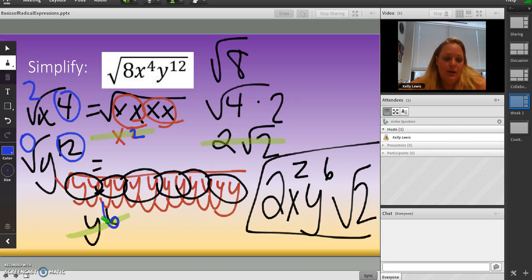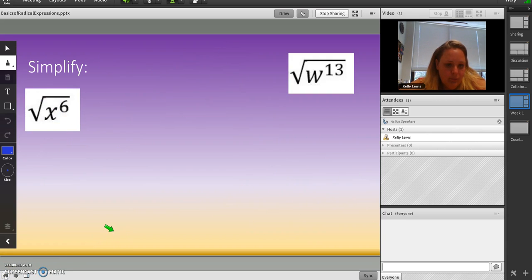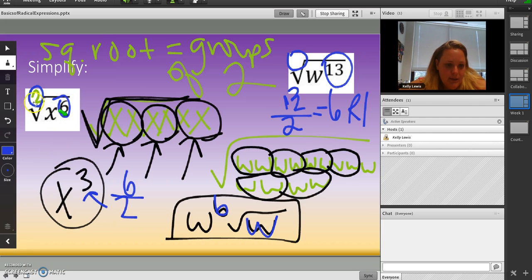Hey guys, so I just want to pick up where we left off. We had just finished noticing that when we took the exponent and divided by 2, we got our new exponent. The reason we divided by 2 is because of this number right here in front. Remember, there's an invisible 2 right there. So 4 divided by 2 is 2. 12 divided by 2 is 6. 6 divided by 2 is 3.